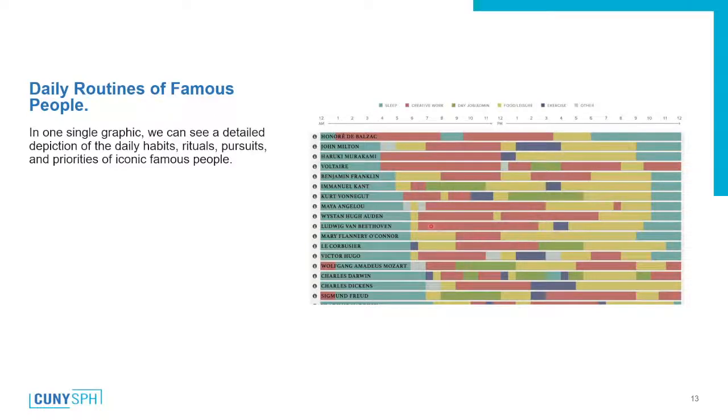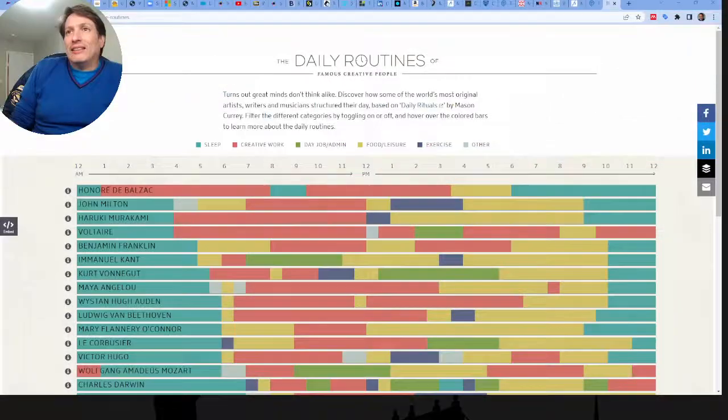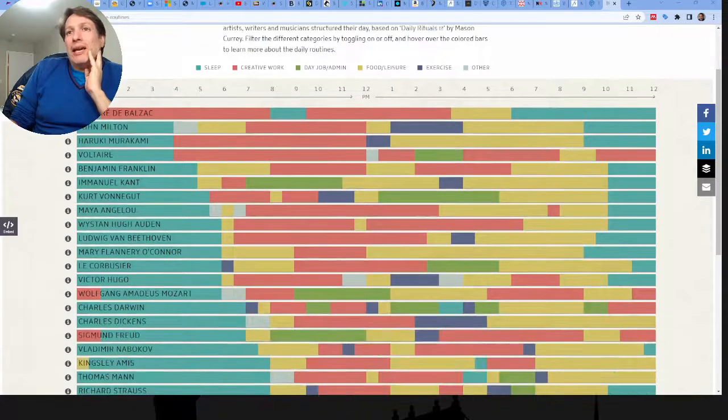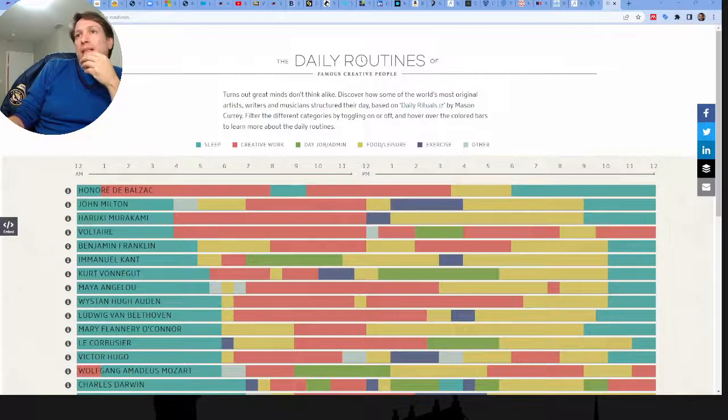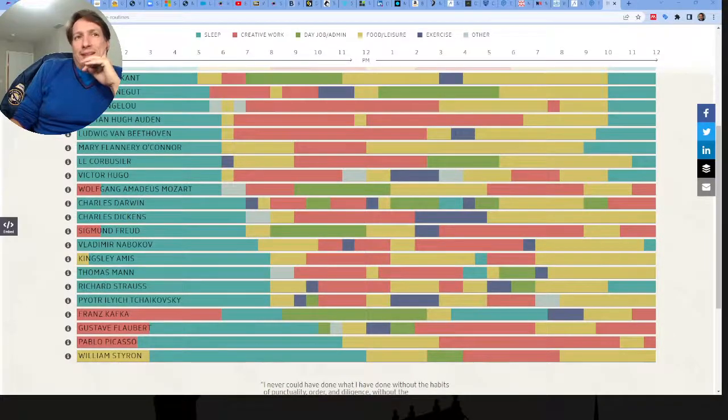Or examples like this one that allows us to visualize the common activities, the daily routines of famous people, and they are telling us stories of the day by day of famous individuals. This is based on a book. The book is called Daily Rituals, and then another author just took the book and graphed those stories.